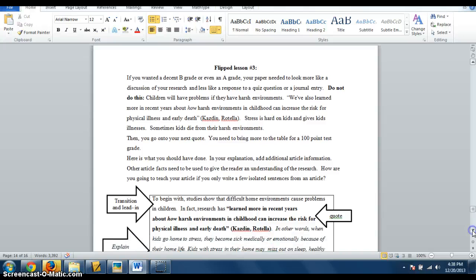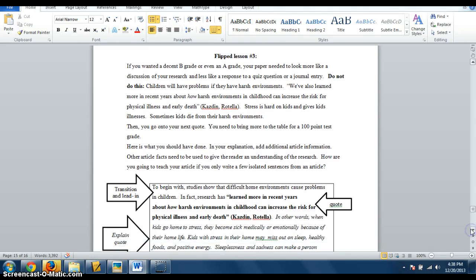Lesson 3. Okay. If you want a B grade, even an A grade paper has to look more like a discussion of your research and less like a response to a quiz question or a journal entry. You cannot have a list of quotes. Here's last year's topic. Children will have problems if they have harsh environments. We've also learned more in recent years about how harsh environments in childhood can increase the risk for physical illness and early death. Stress is hard on kids and gives kids illnesses. Sometimes kids die from their harsh environments. And then the students went on to the next quote.